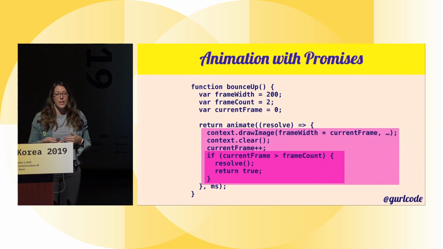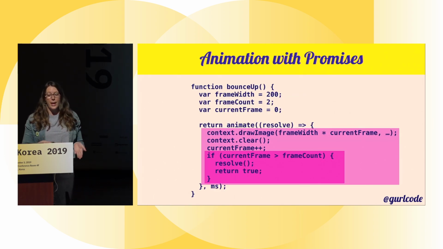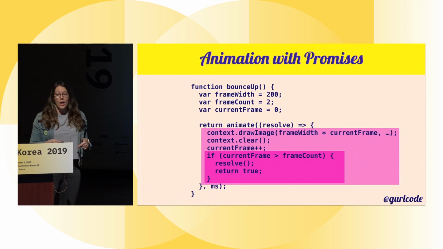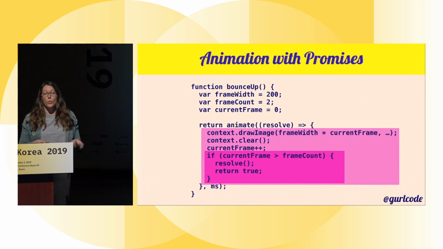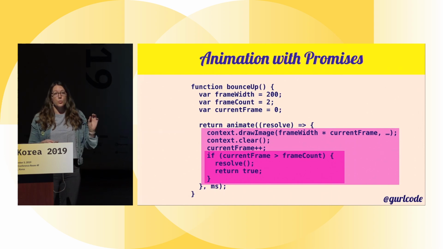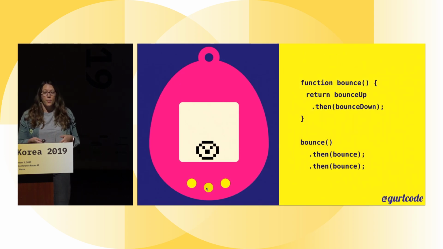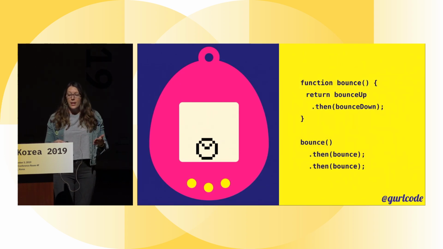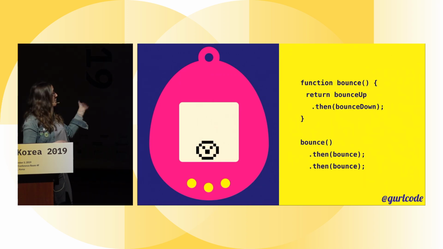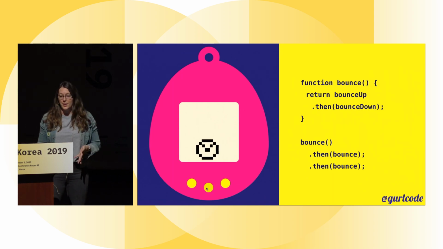So here we're going to use the animate function to create a bounce up animation. We're going to pass a function that draws the correct frame. It's going to clear the context, and it's going to increment the current frame. And when the current frame is greater than the frame count, the promise is resolved and we return true. Now, this would stop the function from setting another loop via set timeout. So now we can create a simple bounce function using our bounce up animation and a bounce down animation using the same animate function. And as you can see, our Tamagotchi is bouncing.